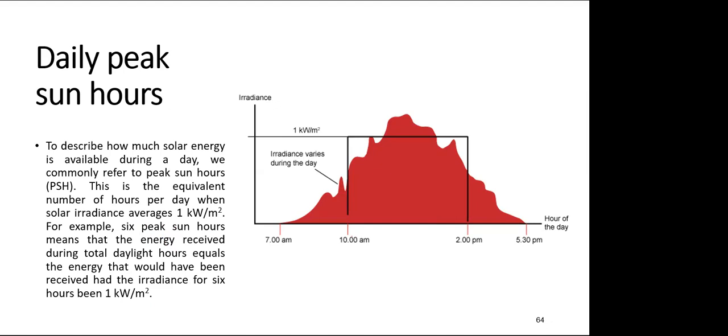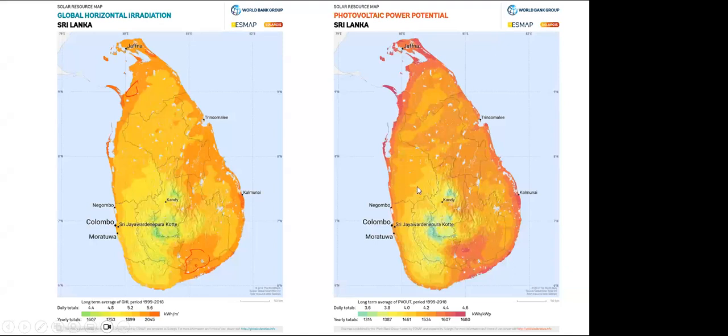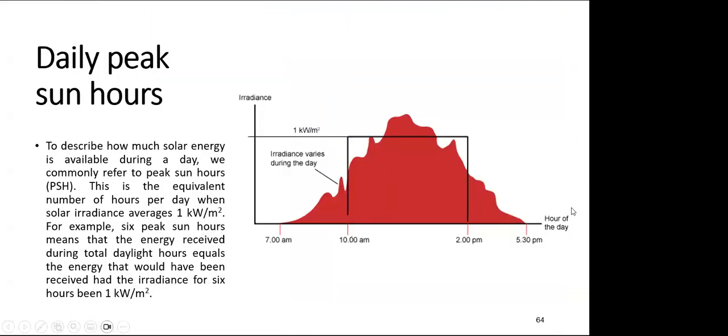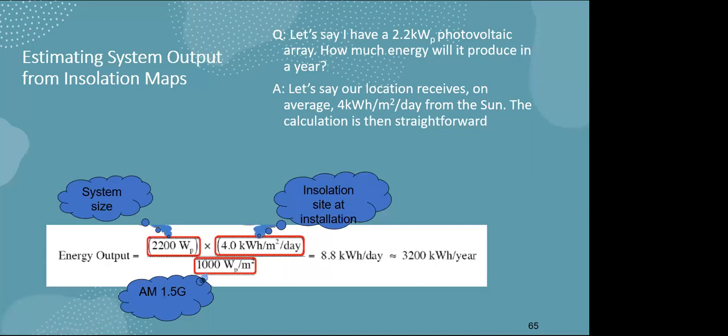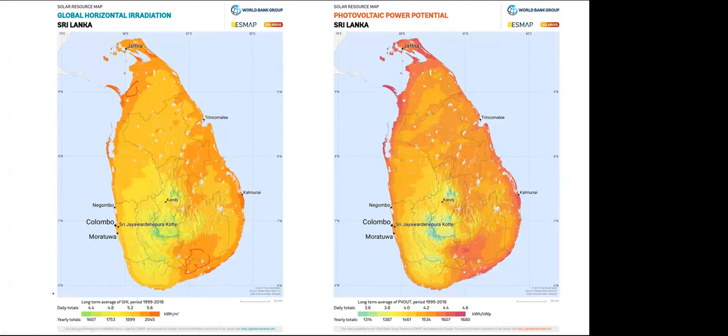Peak hours are very important and vary from place to place, depending on how much energy is received each day. This value is already indicated with peak hours. If you need to calculate it, these calculations are very critical. Let's say we have a 2.2 kilowatt peak photovoltaic array. Let's say our radiation received is 4 kilowatt hours per square meter per day. We can find that out with this type of map, the daily total. Something like here, this point, these types of places.